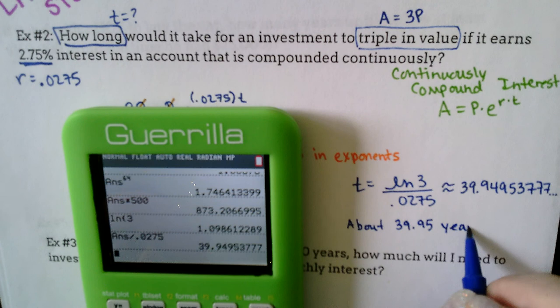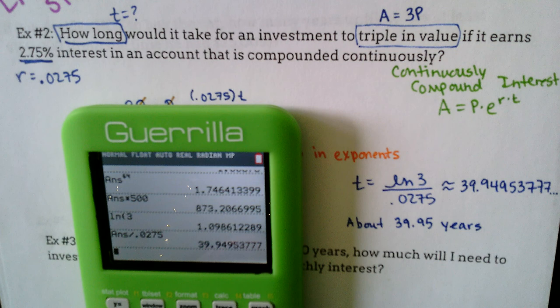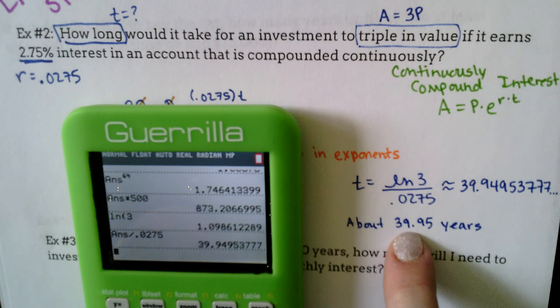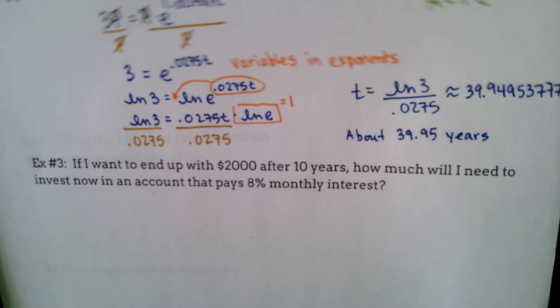But we're going to want to watch, because if they ask us how many years until our investment at least triples, then we'd have to always go up to the next year. So that would be 40 years. But even if it came out to like 39.04, we would have to round up to the next year, because if it says until it's at least tripled, then at 39 years, it would not have tripled. So we'd have to go up to the next year, 40, but about that many years.